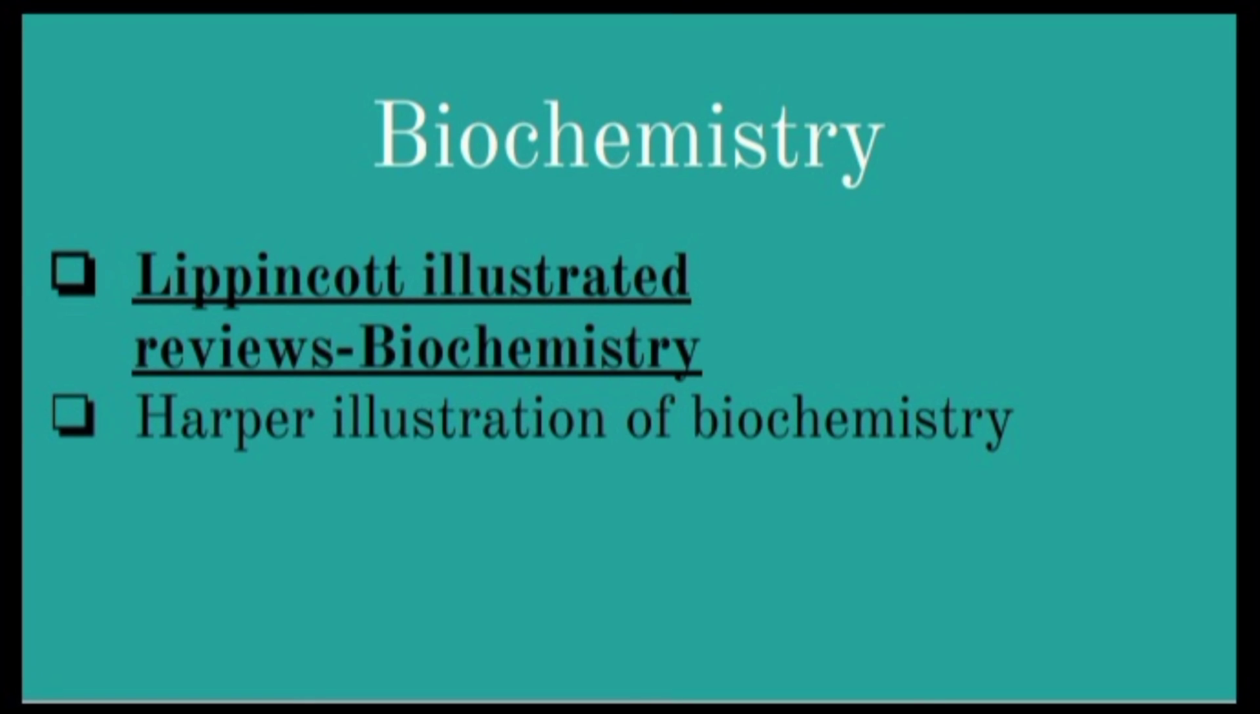So now at last we will discuss the books for biochemistry. Lippincott Illustrated Reviews of Biochemistry is the main and UHS recommended, quite commonly used book for biochemistry. You have to buy it. The other one is Harper's Illustration of Biochemistry. It is also a very useful and great book used around the world. You can buy it. I have a copy of Harper Illustration, and if you think that you need it and you should buy it, then go for it.